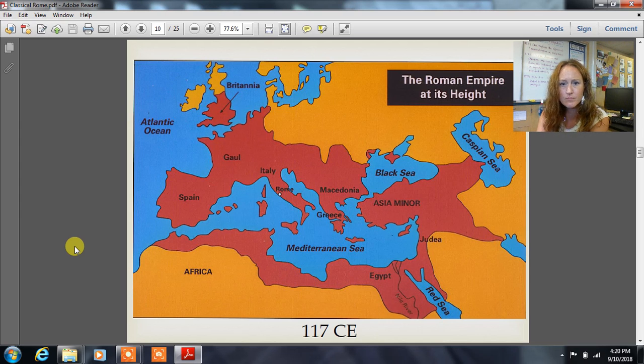So here's a map showing the Roman Empire at its height. You can see how massive it is. I mean, if you just look, this is Europe, Britain.